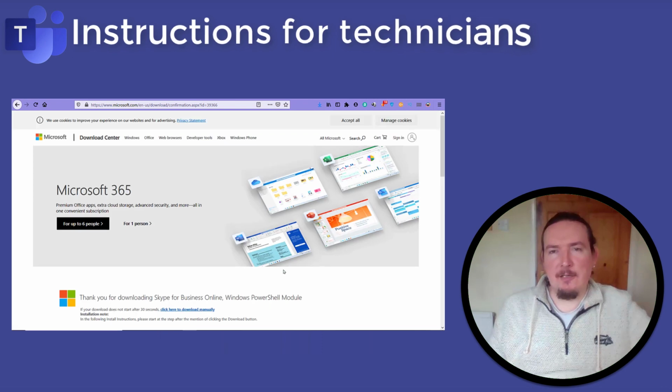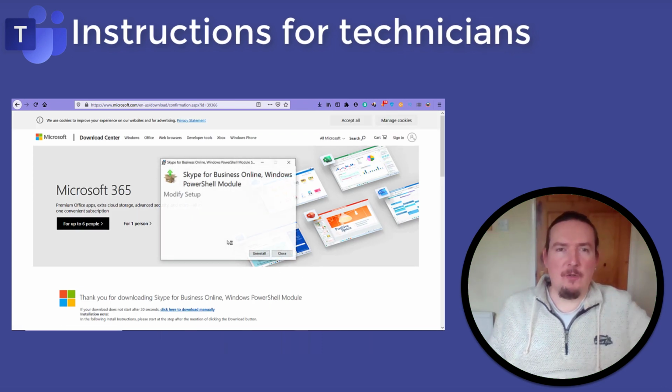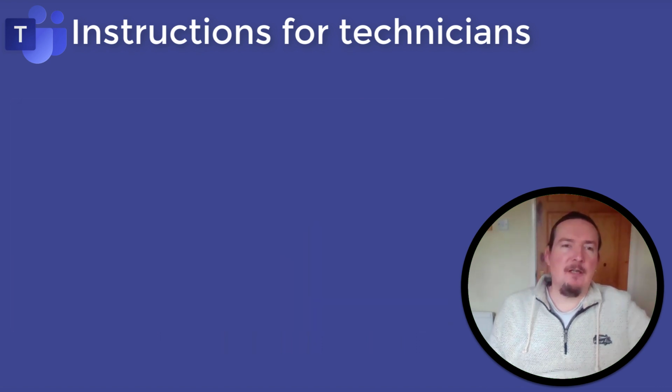First up, we need to download and install the Skype for Business online PowerShell module. Just follow the link in the document reference 1 below. Once you've installed it, you'll need to restart your computer.